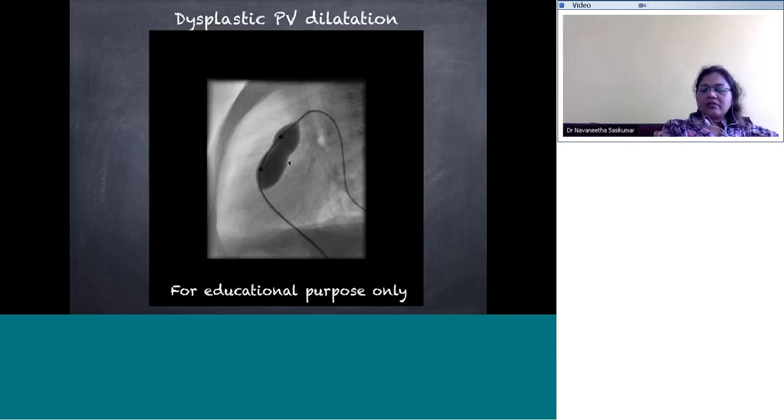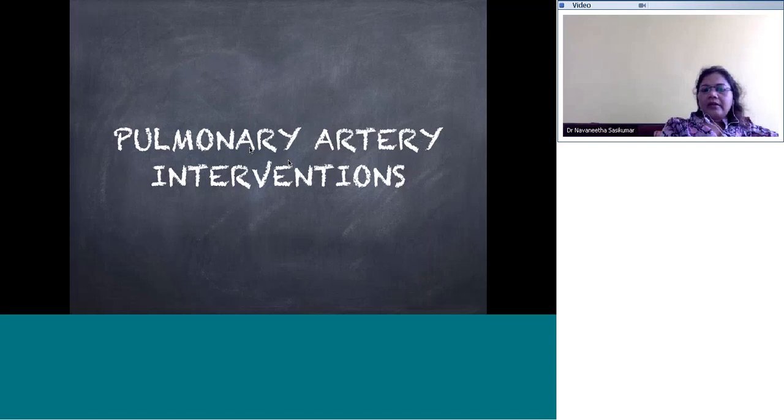So when you do not get a good result with the balloon, of course, if the gradient is down to at least moderate levels, you can still continue and wait for some time. But if it is at a severe level, more than 2/3 or 75% of systemic pressures, then you have no other option than to send for a surgical pulmonary valvotomy. So that was the first session on balloon dilatation of the pulmonary valve.